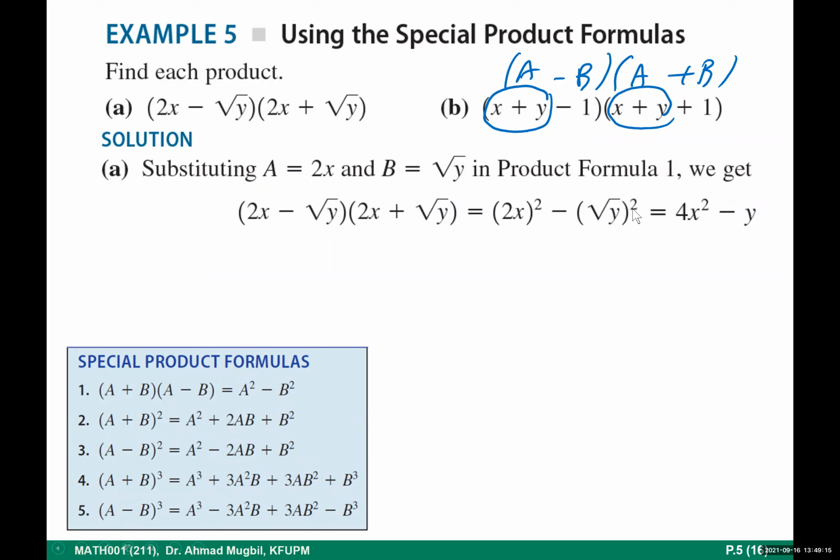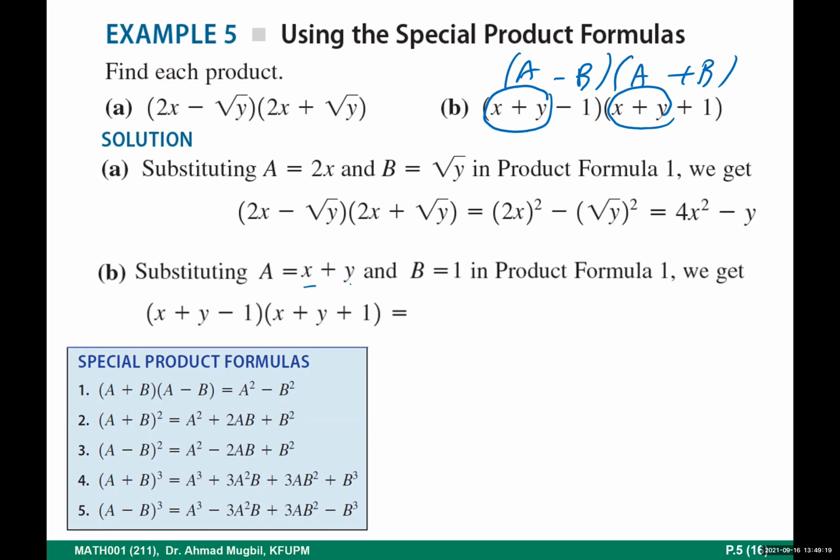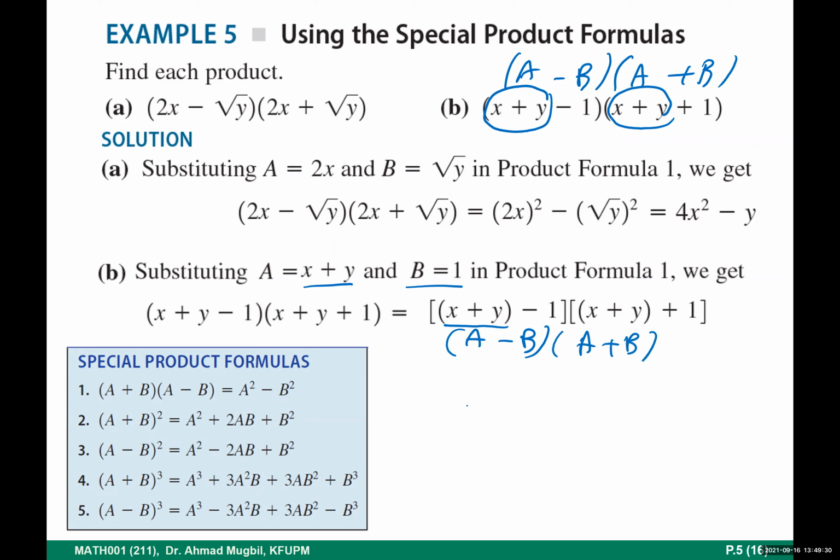Just make sure that you are using it in the right way. So what we can do, we can use A to be x plus y and B to be 1. And what will we get, Shabab? We will get A minus B times A plus B, which will be, of course, A squared minus B squared. So it will be the first one, this one squared minus 1 squared, which is x plus y all squared minus 1 squared.